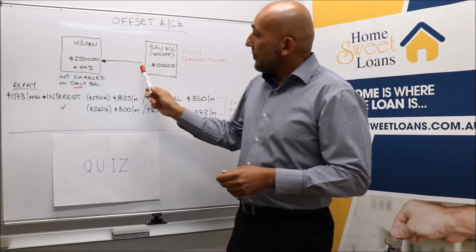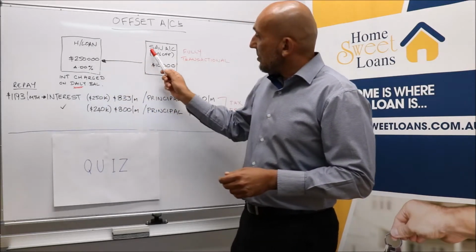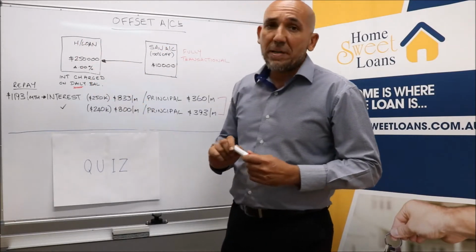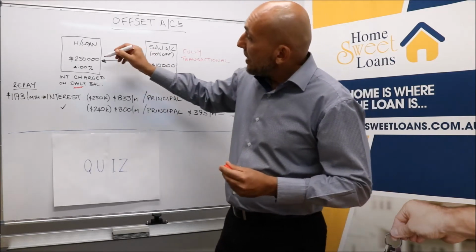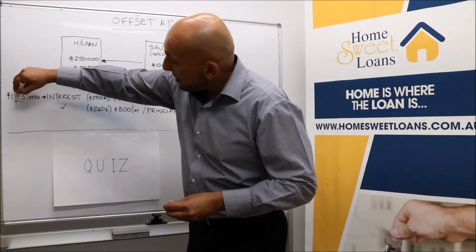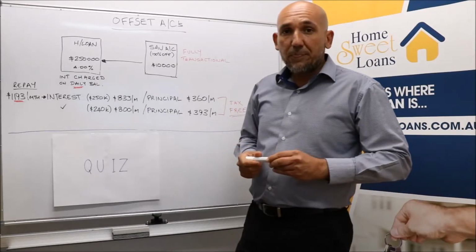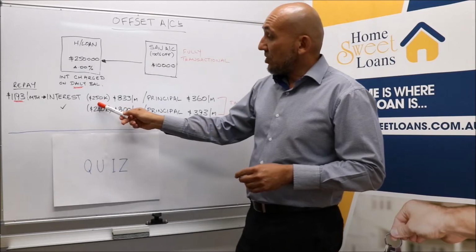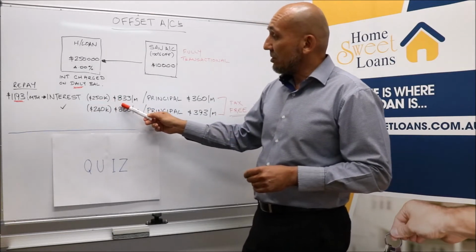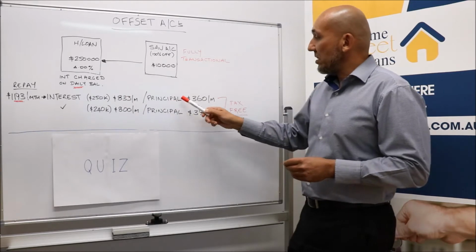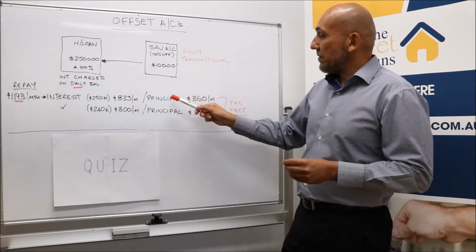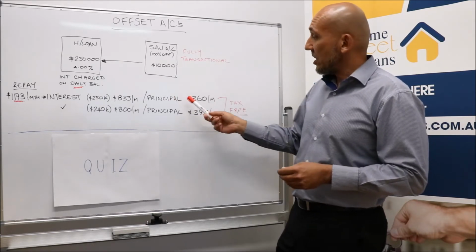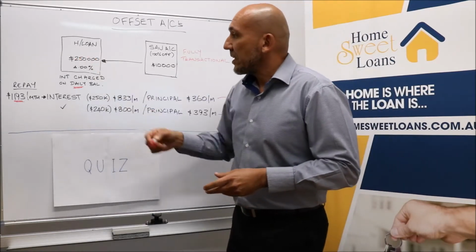On any given day, the balance of your savings account, or offset account, is deducted from the balance of your home loan, and you pay interest on the remainder. So, in this particular case, your monthly repayment is $1,193 per month. That figure is broken down into interest, based on $250,000, of $833 a month, and the principal portion of $360 a month. And for those who are not sure what principal is, that's the amount that your home loan is actually reducing by. Okay? So, $360 is coming off that $250,000.